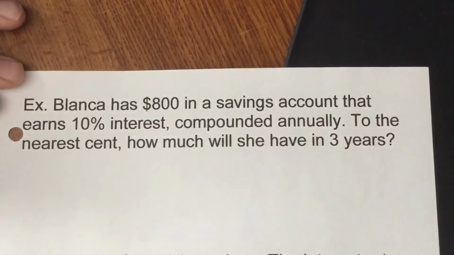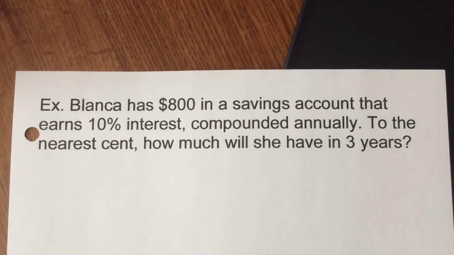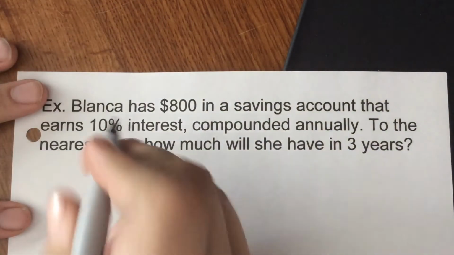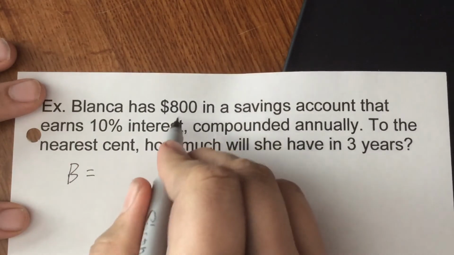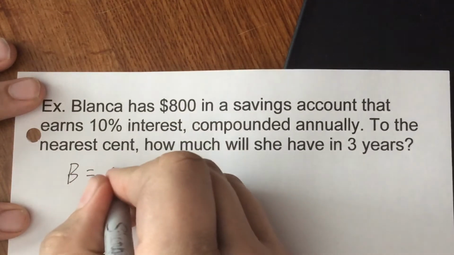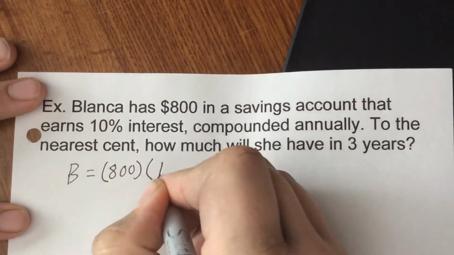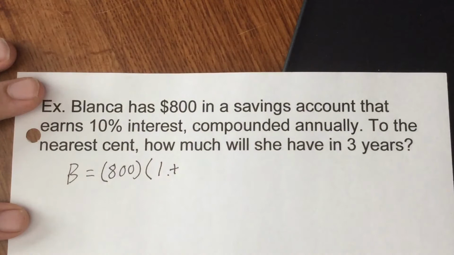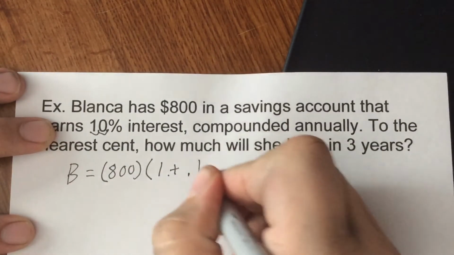So, Bianca has $800 in her savings account that earns 10% interest compounded annually. To the nearest cent, how much will she have in 3 years? So we're going to set up B equals. This is our principal P. So 800 times 1 plus. We're 10%, so we move it once, twice. So plus 0.1.